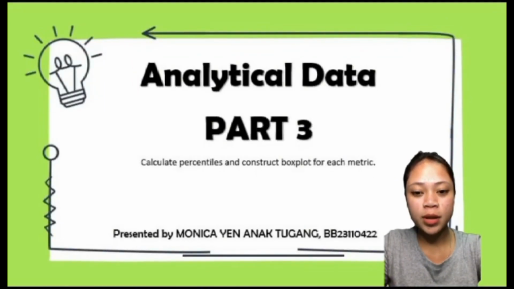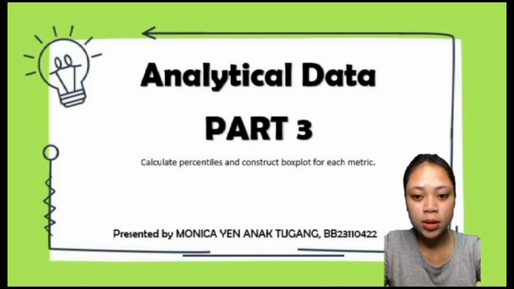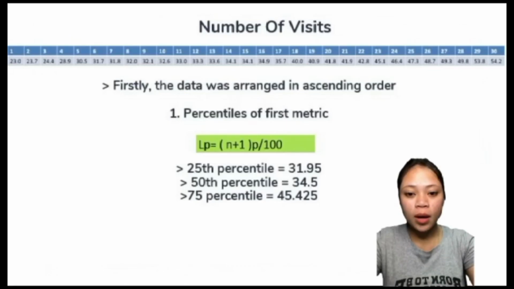My part is part 3, and in this part I will present the calculation of percentile and box plot for each metric, which is number of visit and number of purchase order.